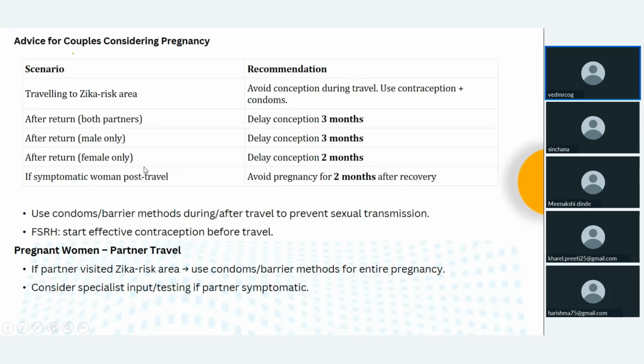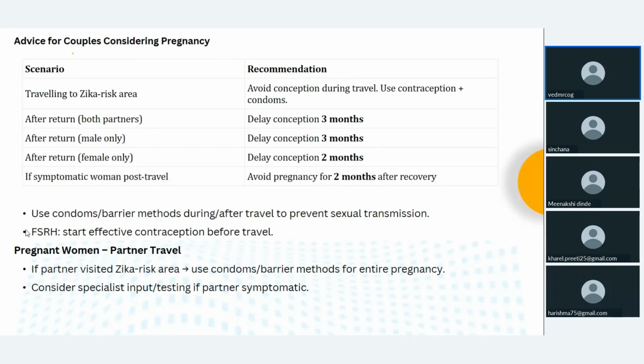And if only the female is traveling, then delay the conception for 2 months. And if a symptomatic woman post travel, avoid pregnancy for the next 2 months. So if there is a travel, but if she is symptomatic, then avoid the pregnancy for the next 2 months. So generally they ask you questions on this: what will be the advice in this scenario. Then another advice: use condom or barrier methods during or after travel to prevent the sexual transmission.